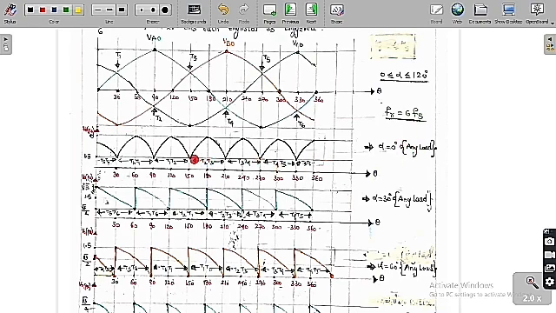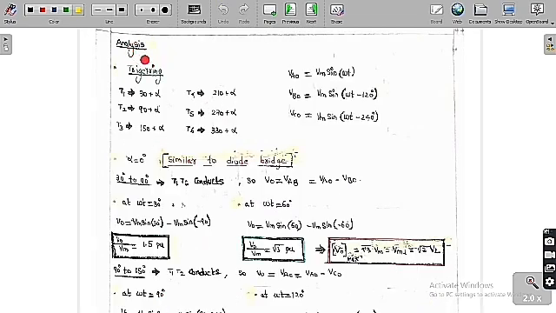Based on this, we are going to find the per unit voltage of the output, and we are going to draw it for each and every figure. Before that, let me analyze the circuit. T1 is triggered at 30 plus alpha, T2 at 90 plus alpha, T3 at 150 plus alpha, T4 at 210 plus alpha, T5 at 270 plus alpha, and T6 at 330 plus alpha.